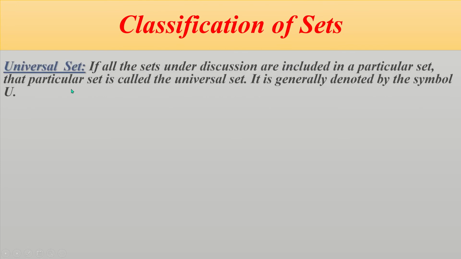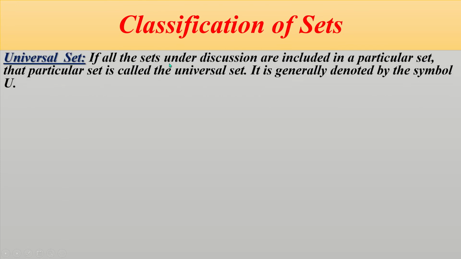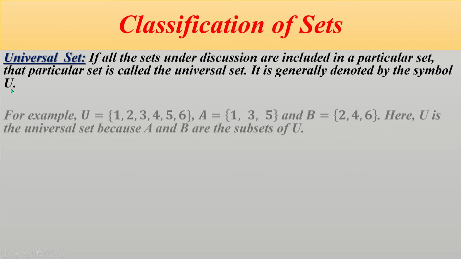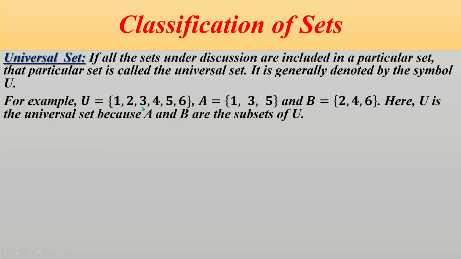Classification of sets. Universal set. If all the sets under discussion are included in a particular set, that particular set is called the universal set. It is generally denoted by the symbol capital U. For example, U = {1, 2, 3, 4, 5, 6}, A = {1, 3, 5}, and P = {2, 4, 6}. Here A and P both are subsets of U. So U is a universal set.